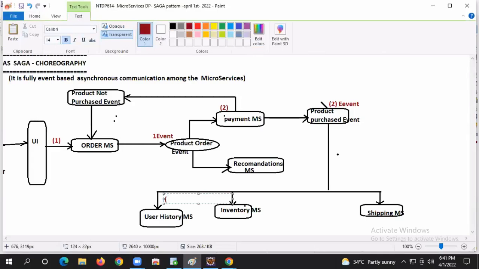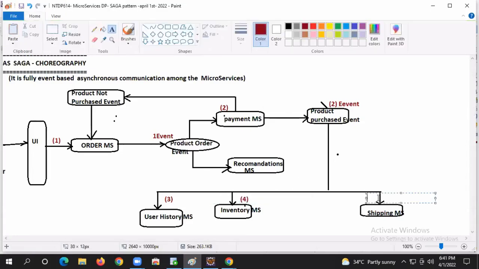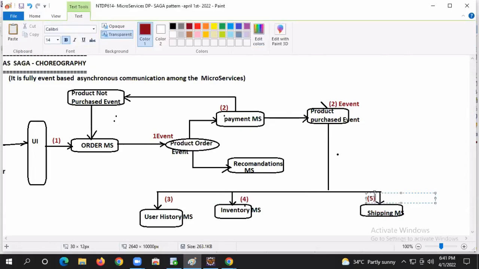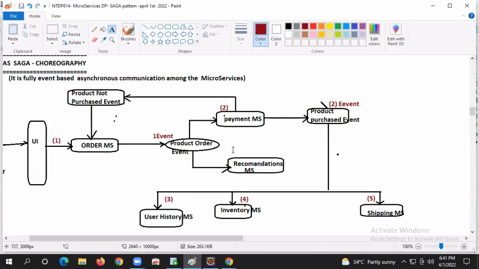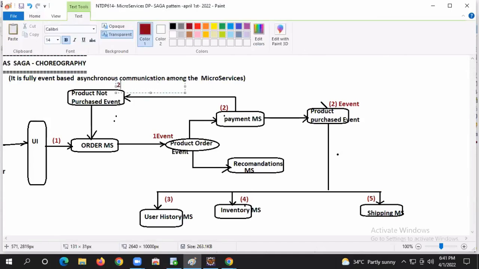Number three. Number four. Number five. This is also two event only. This is two event. Yeah, this is fail event, guys. This is success event.